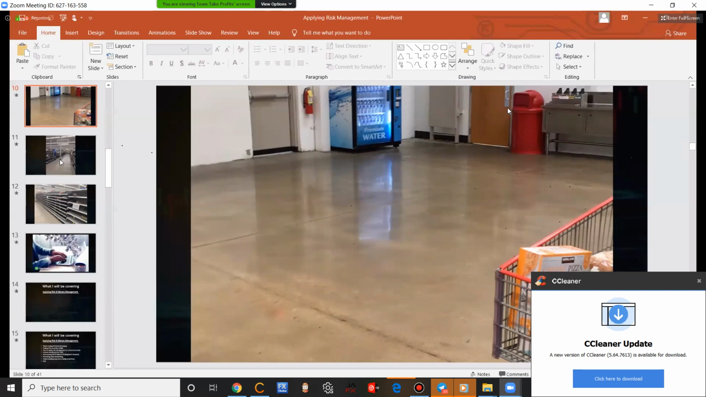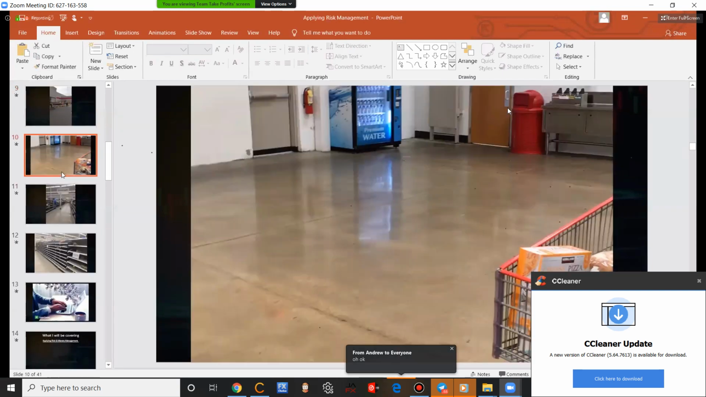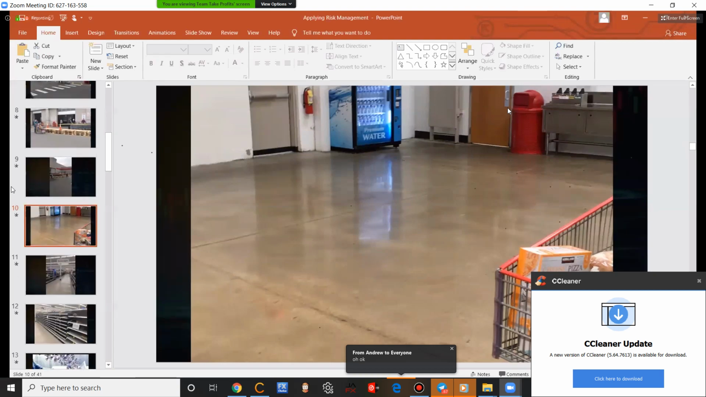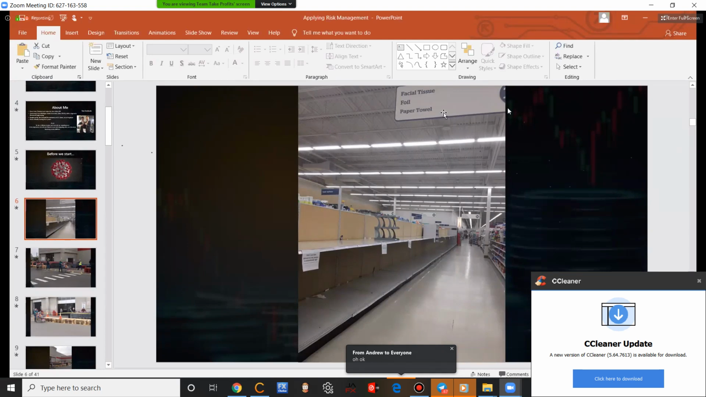Here's the picture of Costco. Here's the beverage aisle, and people are absolutely insane. There should be tables here, by the way. They moved them. Notice here: toilet paper, paper towel, facial tissue, foil. The whole thing's empty. I've never seen this before. It's just obscene.